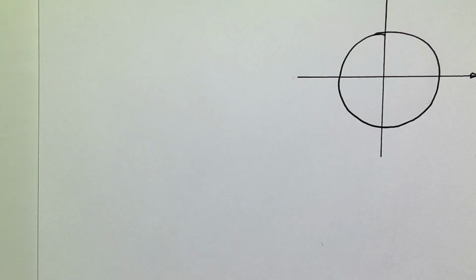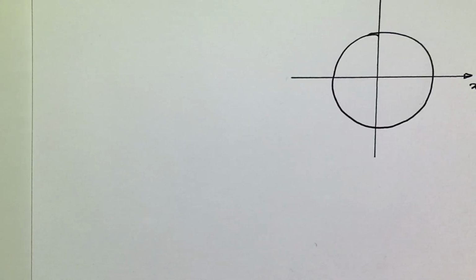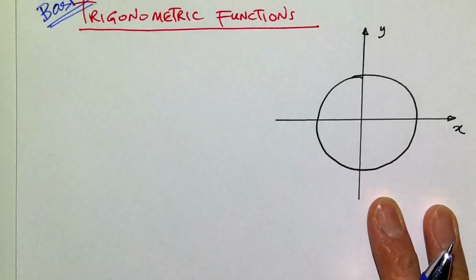So the emphasis in this section is on basic trigonometric functions. These are the sine function, cosine function, tangent function, cotangent function, and maybe we'll even get to secant and cosecant functions. But these are the basic ones. So I started this, as you can see, on the screen.